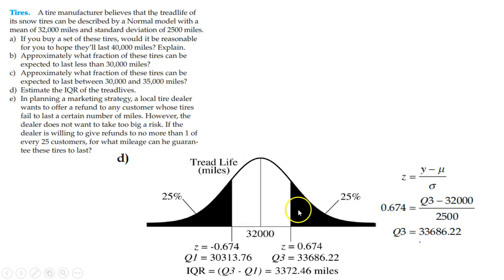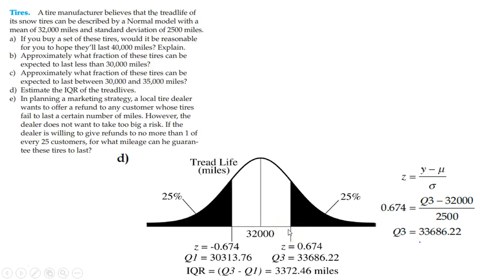Estimate the interquartile range. Now I'm working the other way around. I need to find the second vars, inverse norm with this, 0.25, comma, 32,000 is the mean, comma, 2,500. And when I do, I get the 30,313.76, but now I need to do it for 0.75.